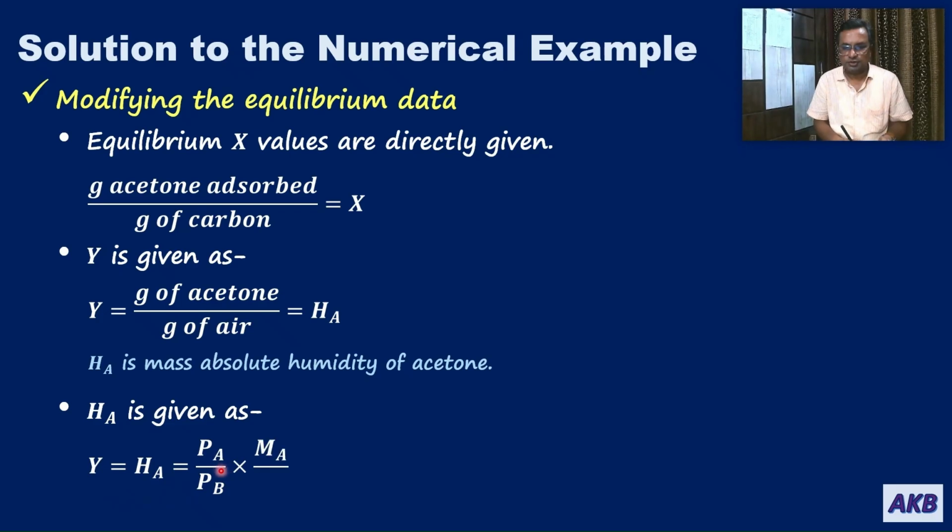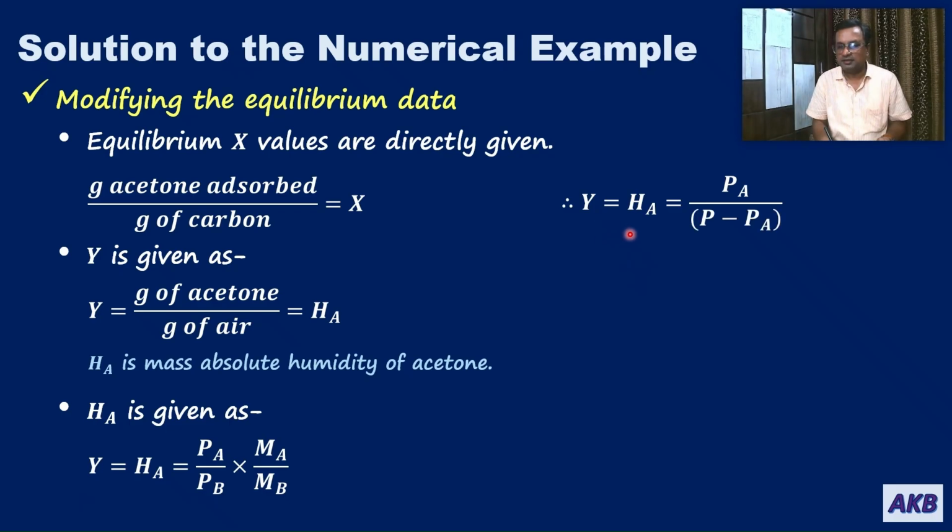HA is equal to partial pressure of A, that is PA, upon partial pressure of B, that is PB, that is, partial pressure of acetone divided by partial pressure of air, into molecular weight of acetone divided by molecular weight of B. So this is the mass absolute humidity of acetone, which is nothing but capital Y. That means from the partial pressures, we can get Y values. So let us do that.